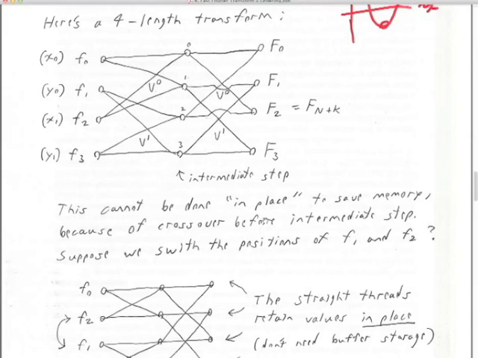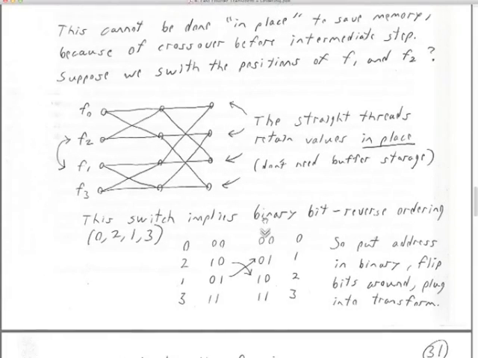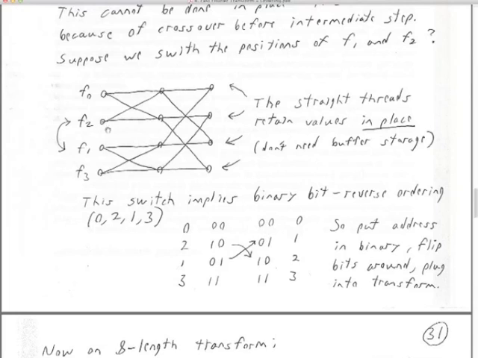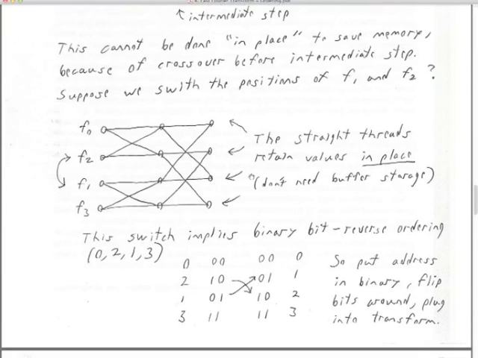All right. So what if we straighten it out? Okay. So the straight threads retain values in place, and we don't need extra copies. We don't need what we used to call buffer storage. Actually, in my code, you'll still see that buffer storage term.